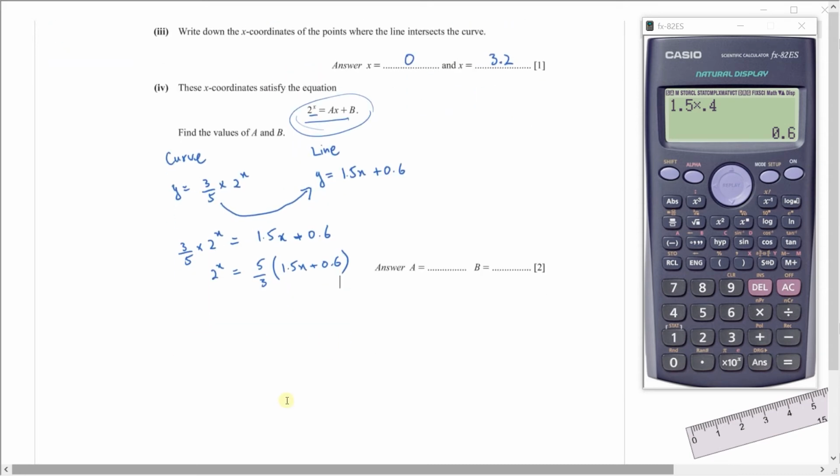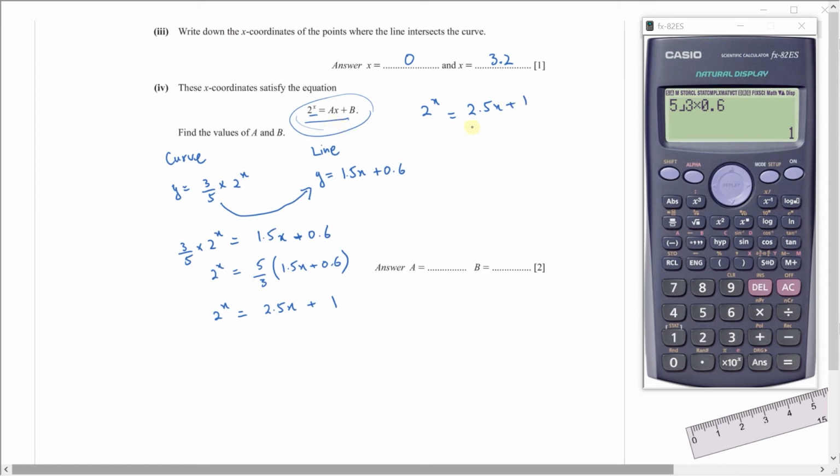So now if I open up this bracket, I will get 2^x equals 5/3, 5 over 3 multiplied by 1.5. So this is 2.5x plus 5 over 3 multiplied by 0.6. So this is 1. So this is my equation, 2^x equals 2.5x plus 1.